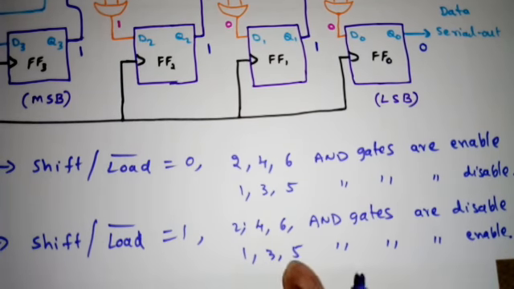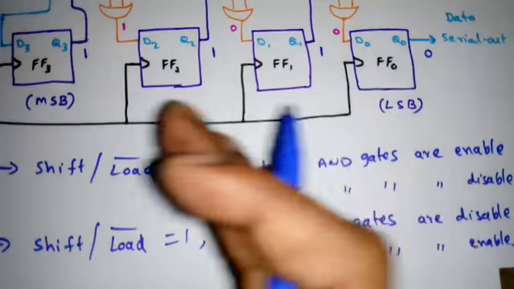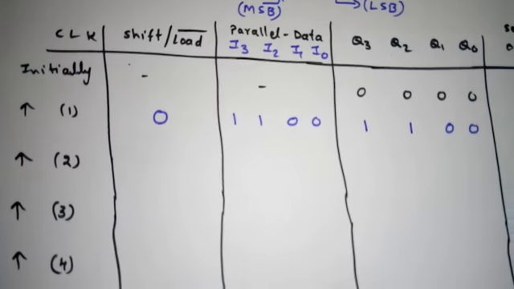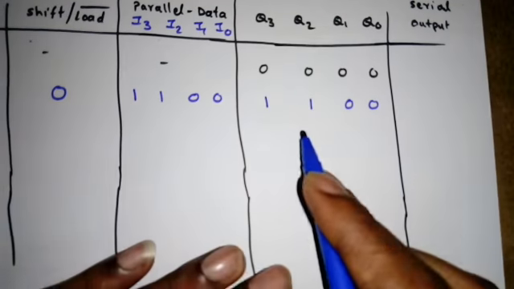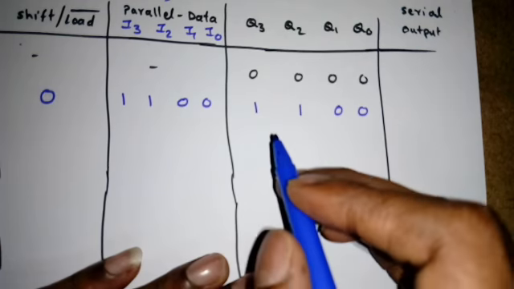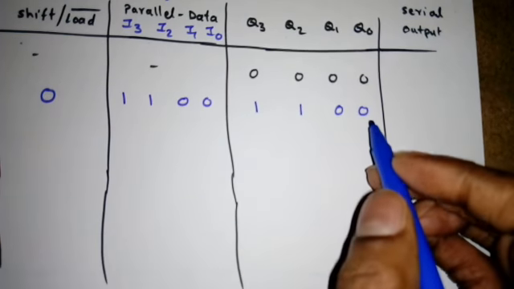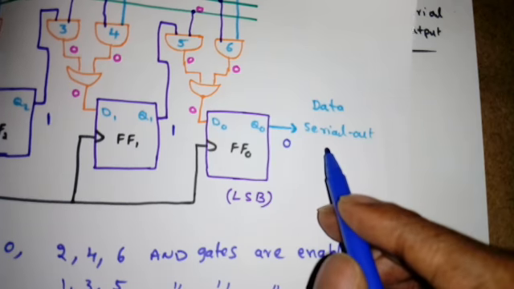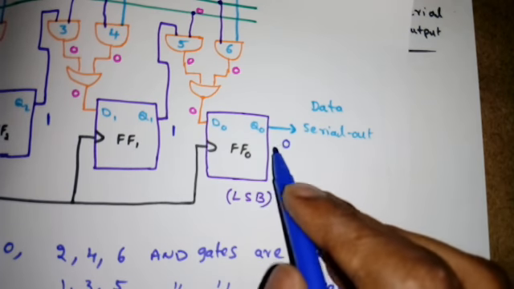So when our 1, 3, 5 gates will be enabled, then shifting will take place. That we will see. Now if I see what is the current state of this register: 1, 1, 0, 0. Now if you see the circuit diagram, where we are taking the serial out data from the last flip-flop.